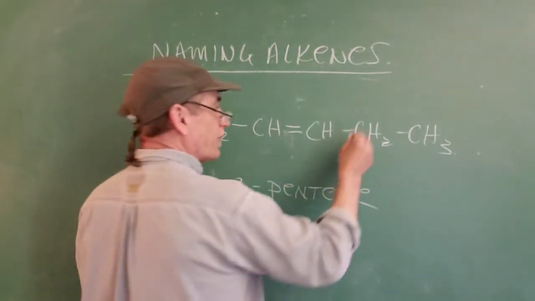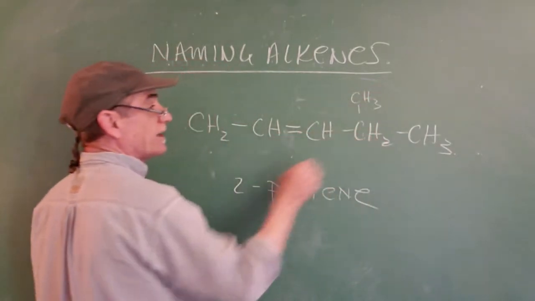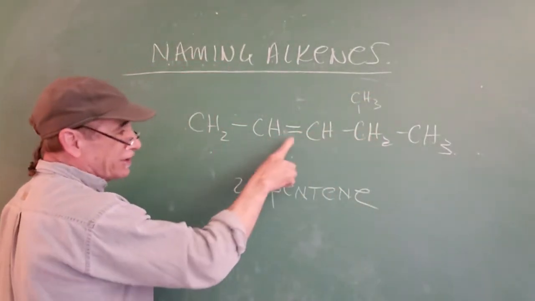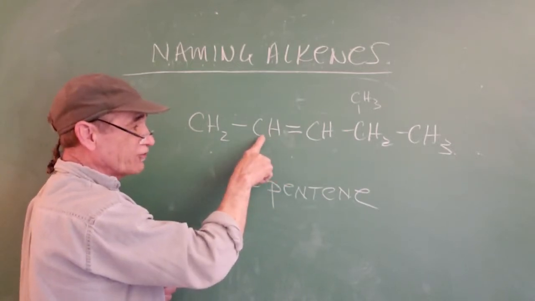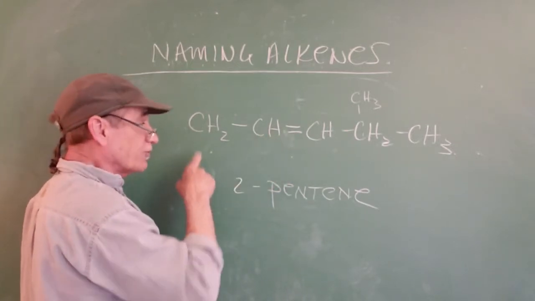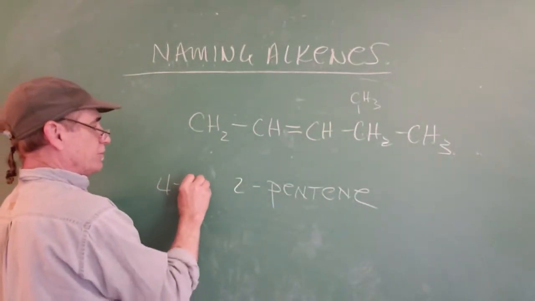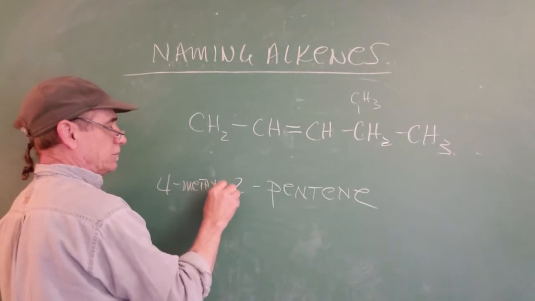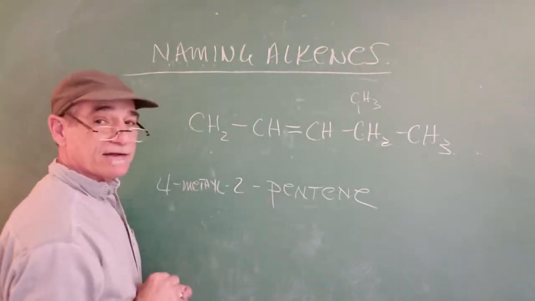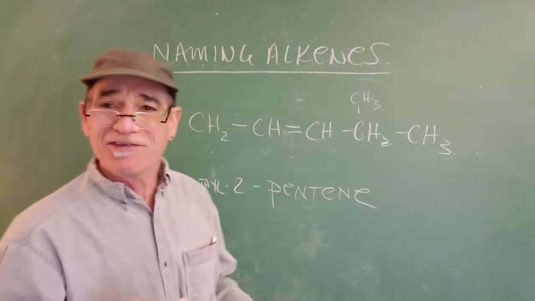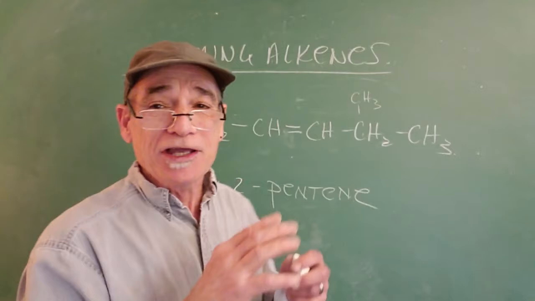So for instance, what if I put a methyl group down here south of the double bond? Well, I've already planted my foot that this is the second bond position, meaning this is the number 2 carbon. So this is 1, 2, 3, 4 methyl. Sorry, I squished that in there pretty good. 4-methyl 2-pentene.